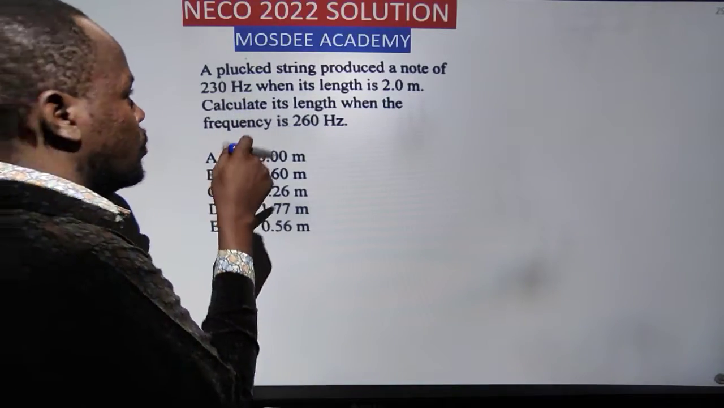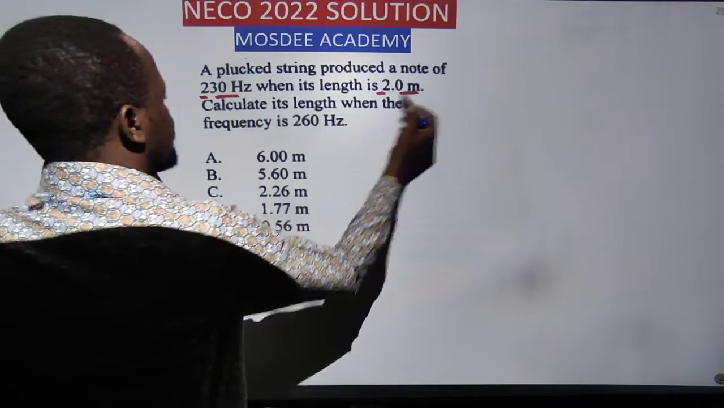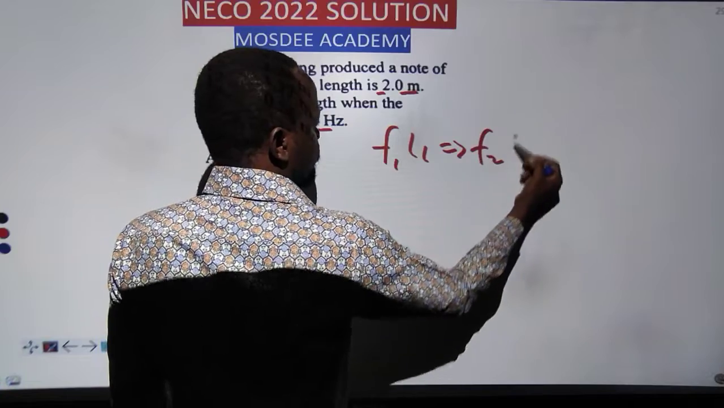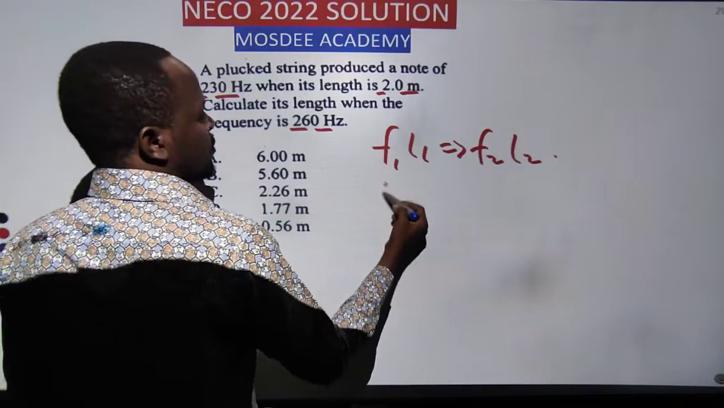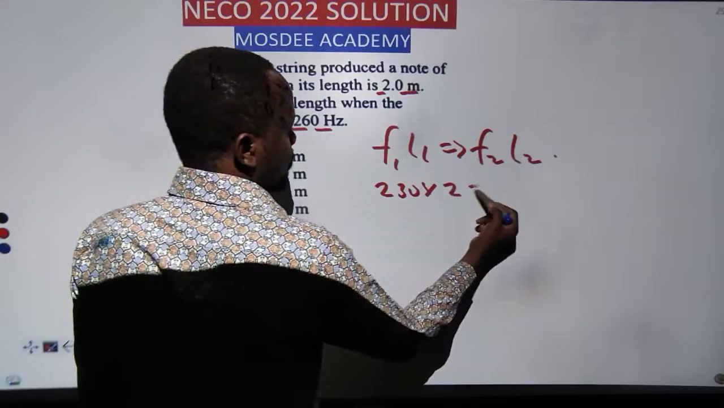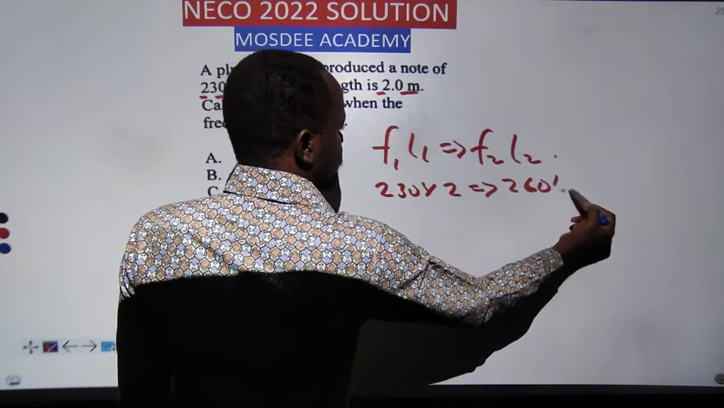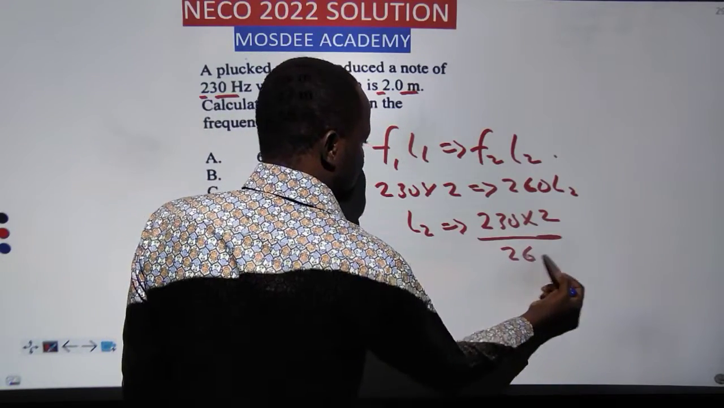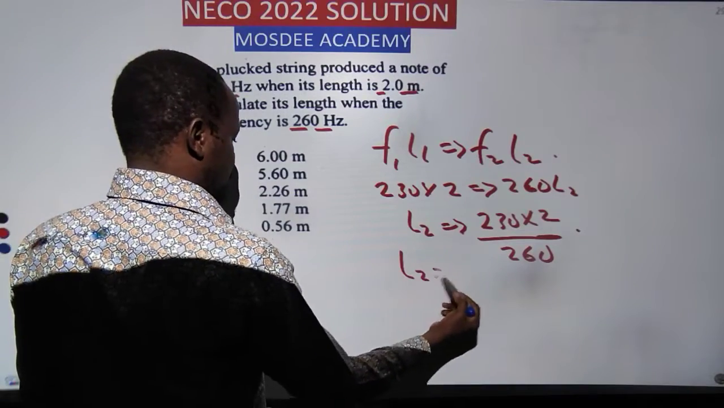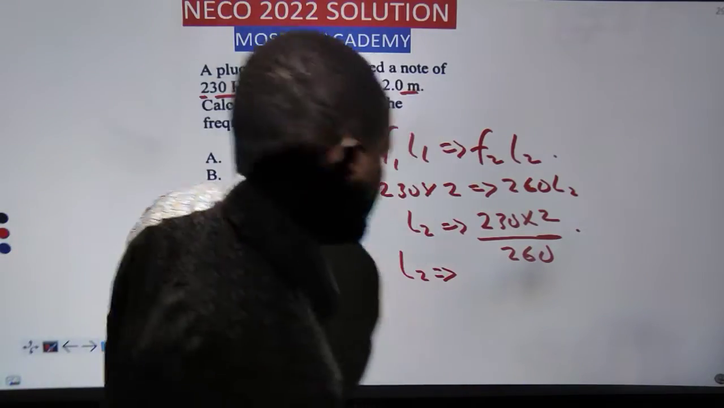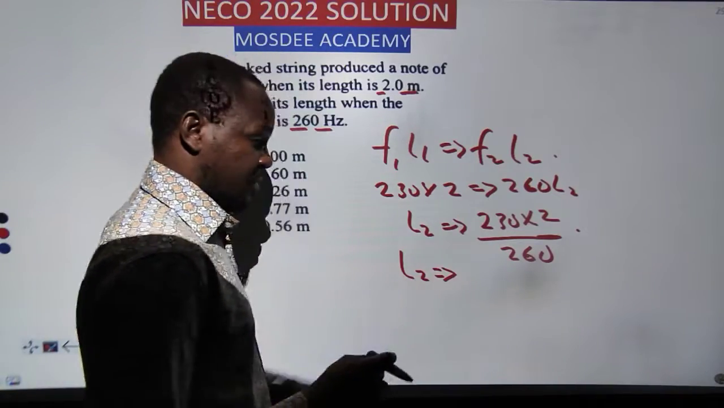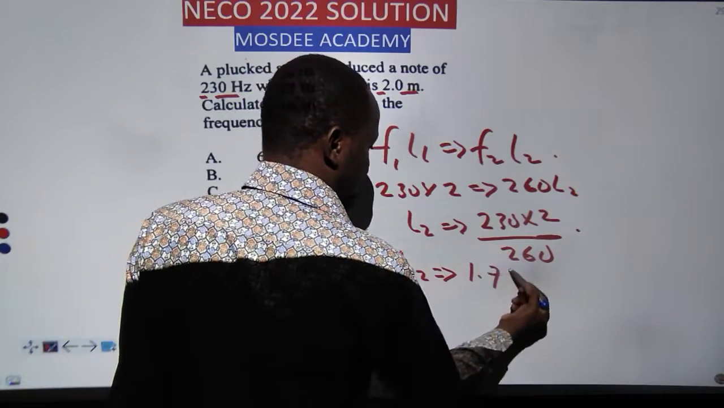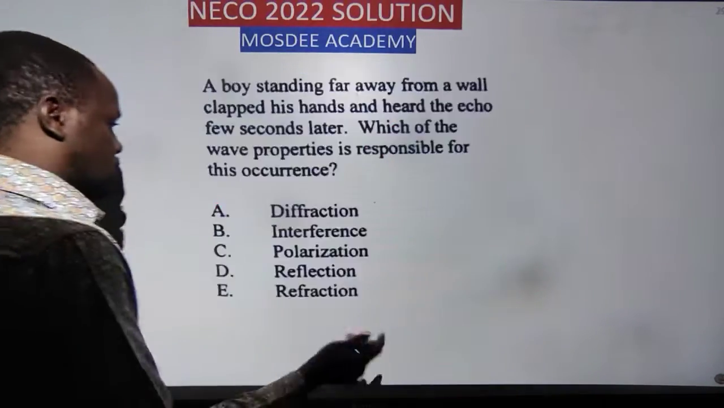A plucked string produces a note of 230 Hz and has the length of this. Calculate the length when it is this. The formula is F1 L1 equals F2 L2. That is 230 times L1, which is 2, equals 260 L2. So L2 will be approximately 230 times 2 over 260. I always know answers to questions like this even without solving. 1.77 I get. I'm not sure, but if there's any error, please drop comments. I will recheck because I'm rushing, as you can see. He said 1.77 is the answer. For me, I don't know.